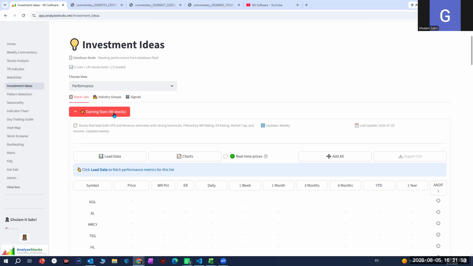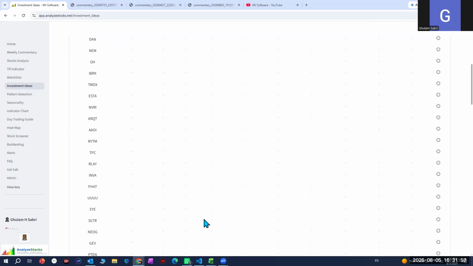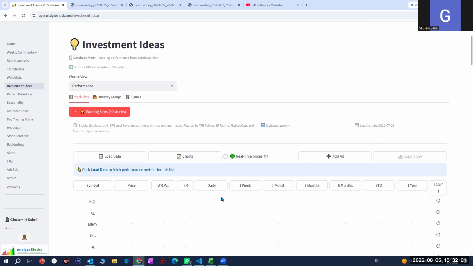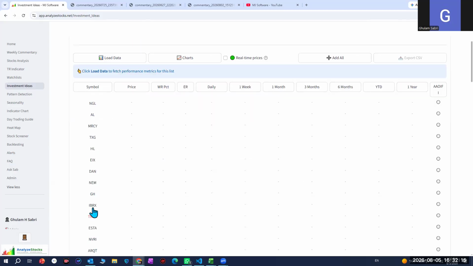So only 90 stocks are appearing here. Chances of success when you have companies selected from this particular list are higher because these are the stocks which are beating market estimates and they have strong fundamentals. Does it mean that we should go and buy immediately? No. What it means is, take a look at this Guardant Health.